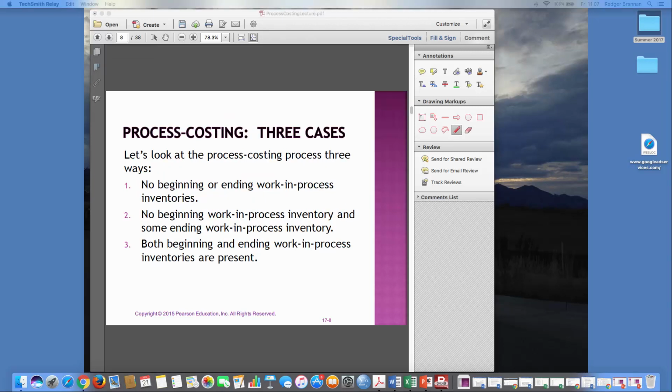Now we're going to look at a couple of assumptions here. And the complication with process costing is what happens when the beginning and ending inventories of finished goods are different.